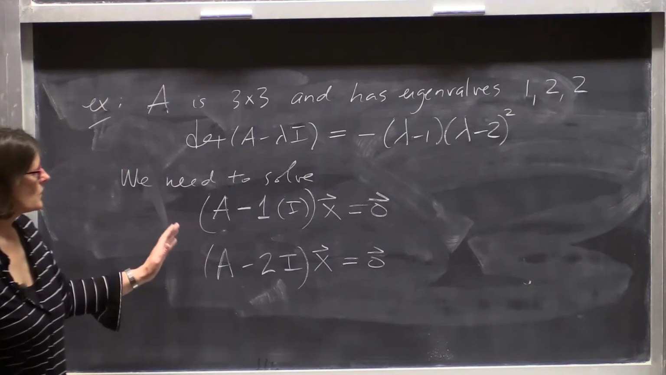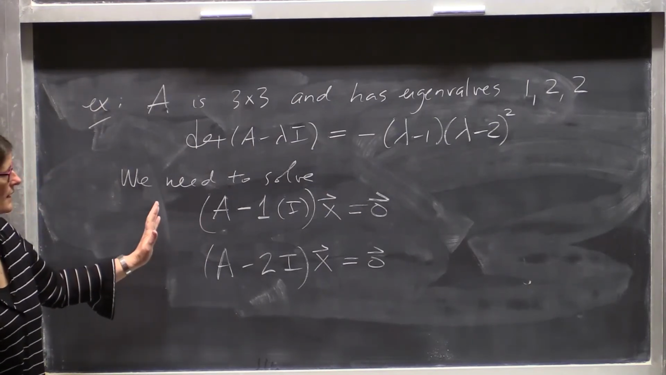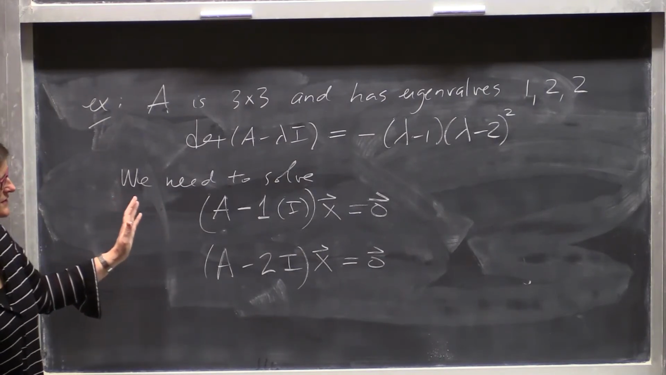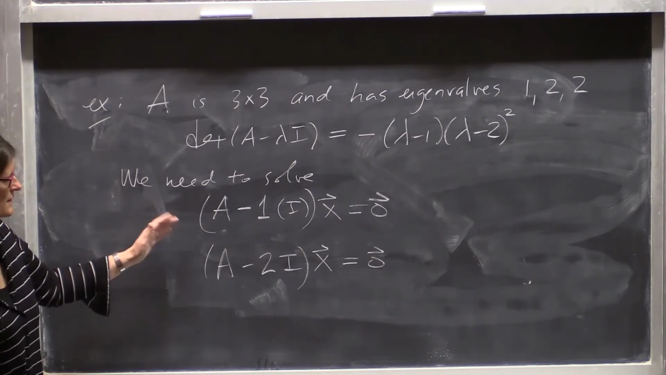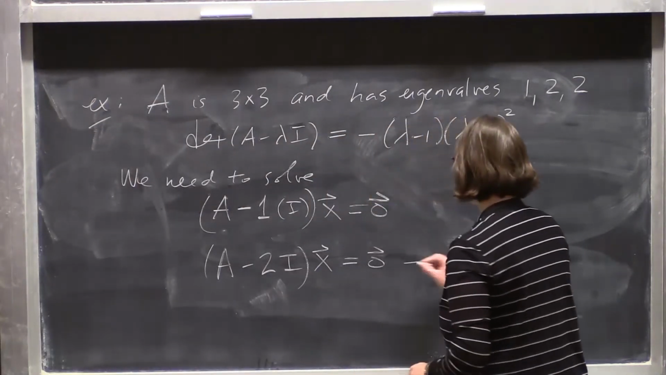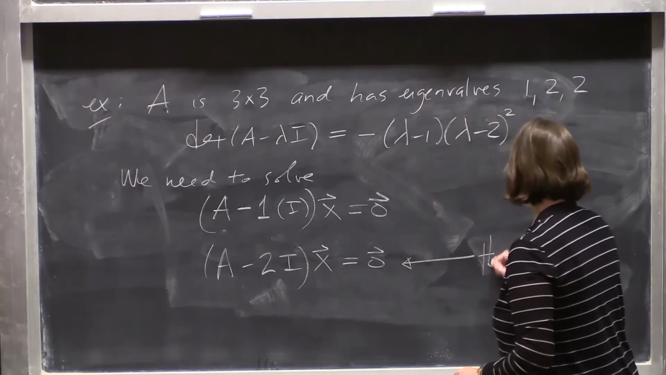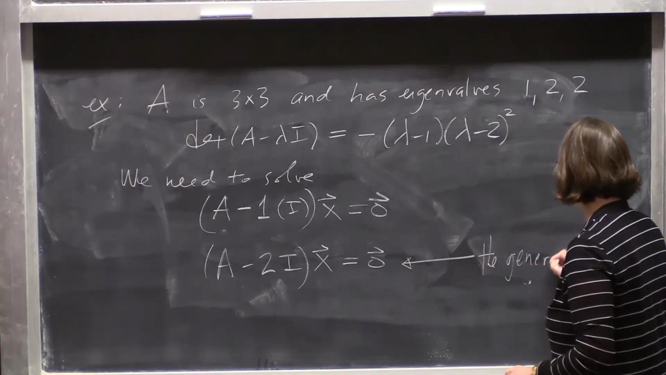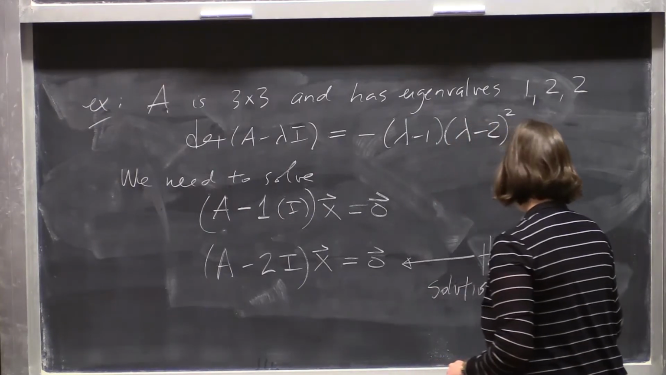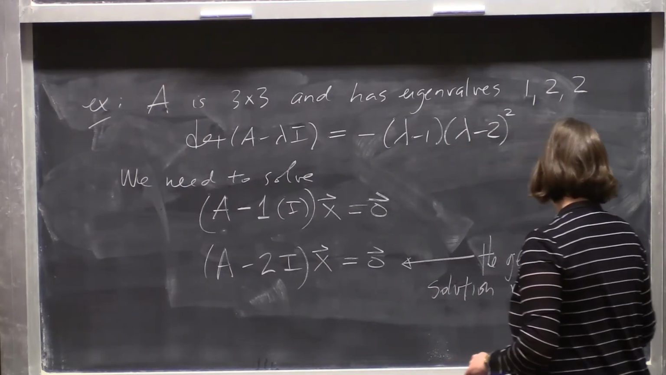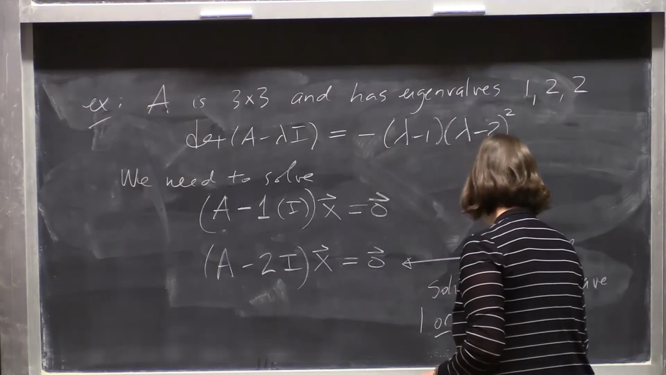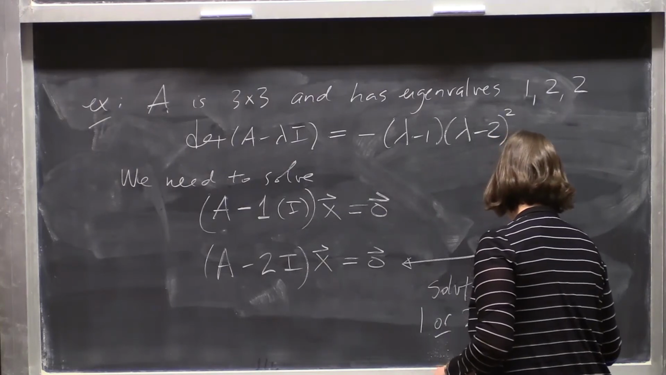Here, we only have to do two elementary row operation calculations to find the general solutions. So that's less work. But in this case, the general solution might have 1 or 2 free parameters.